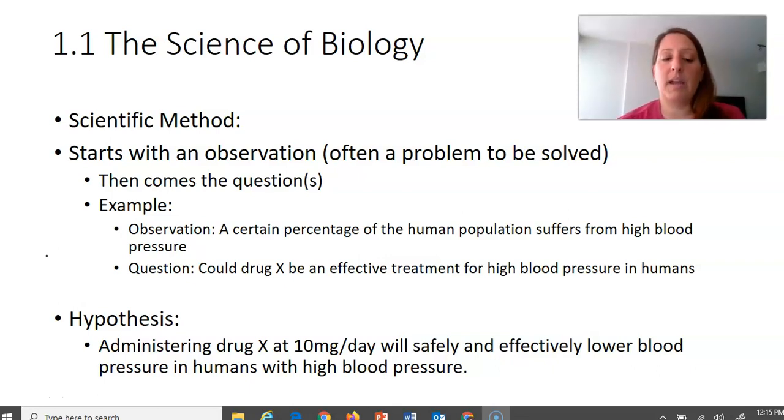By administering drug X at 10 milligrams per day, that will safely and effectively lower blood pressure in humans that have high blood pressure. So that's the beginning. We make an observation. From that observation, we formulate a question, and then from that question, we formulate a hypothesis, a potential answer to that question. And it's something that can be tested.